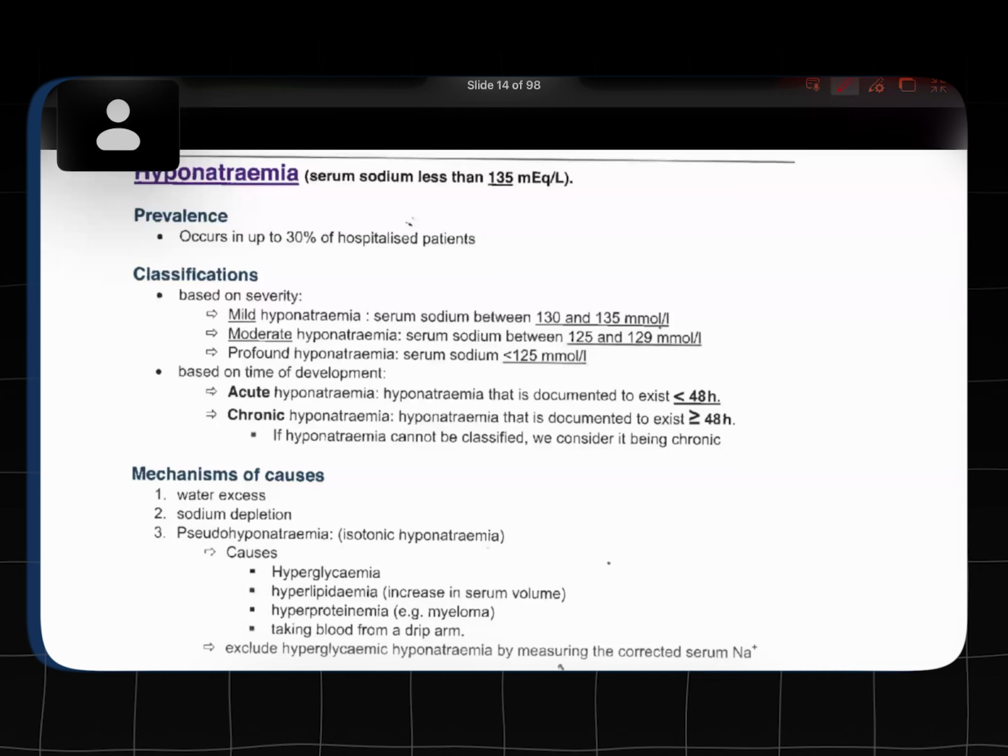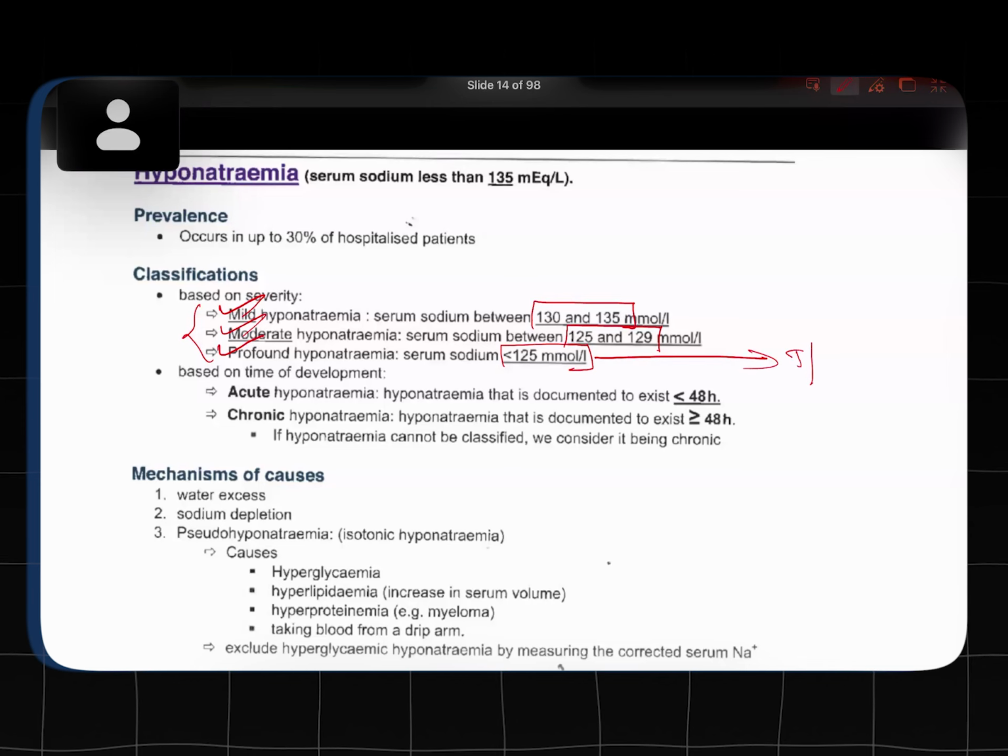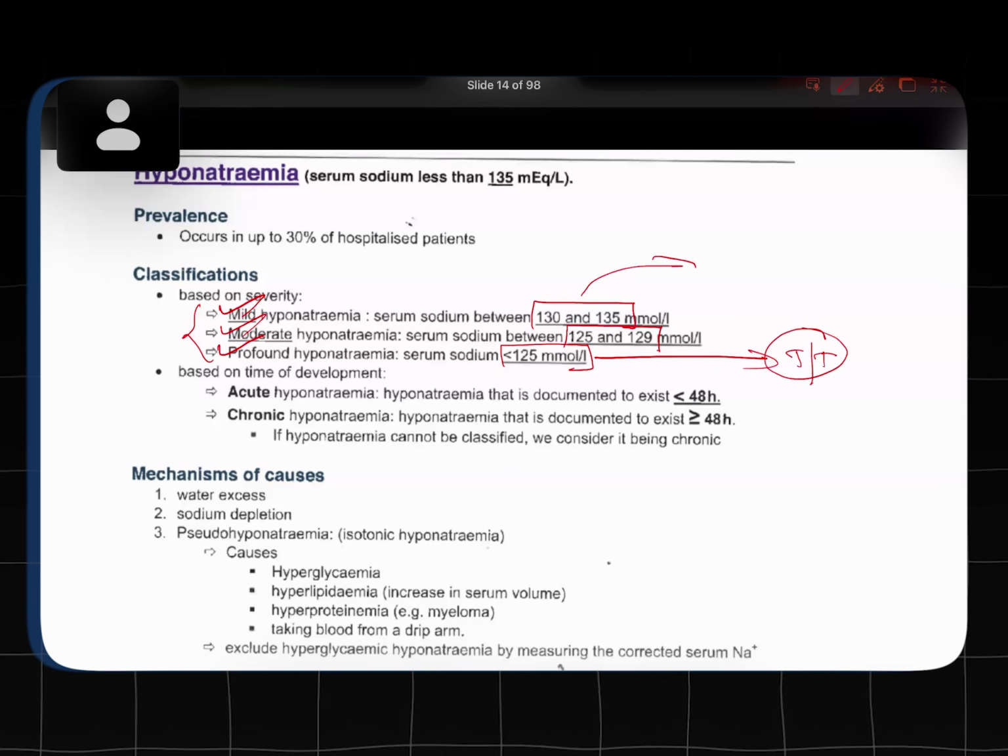Coming to hyponatremia in general, first is this classification: mild, 130 to 135; moderate, 125 to 129; severe, less than 125. If it is less than 125, you need to treat. If it is mild, you can observe also.